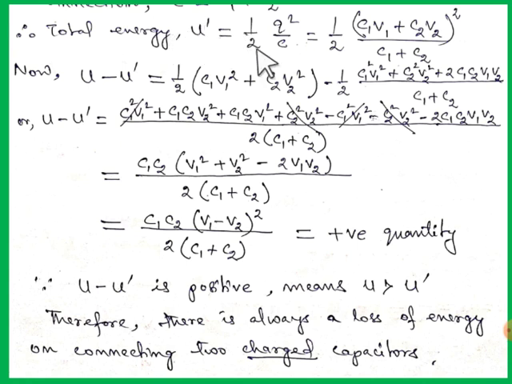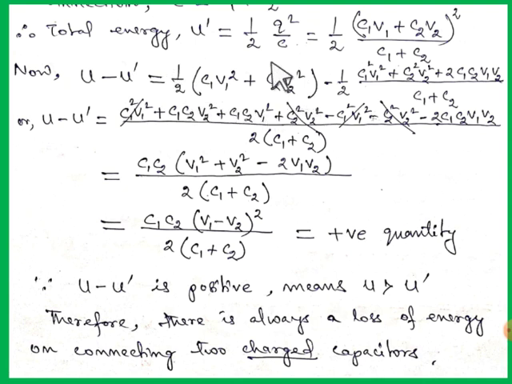So it will be equal to half Q square by C, right? We know the total charge and the equivalent capacitance, so let's replace them. The total charge will be C1 V1 plus C2 V2, and the equivalent capacitance, being connected in parallel, will be C1 plus C2, right? So if we take the difference between the energy before connection U and the energy after connection, we will have U minus U prime, and U means what?